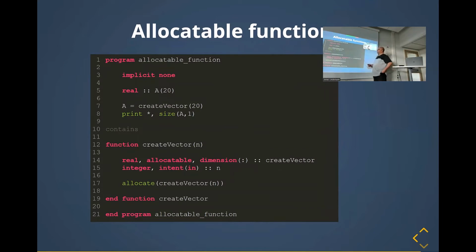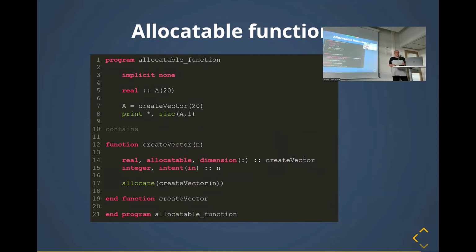The first thing they did was add this feature to the subroutines, but you can also do this as a function. This is even more cool. So you can actually do something like this, create vector, where you return an allocatable array. Inside your function, dimension colon create vector, you pass in the size of the array you want to create, and then you can allocate create vector, and that will be returned out from this function.